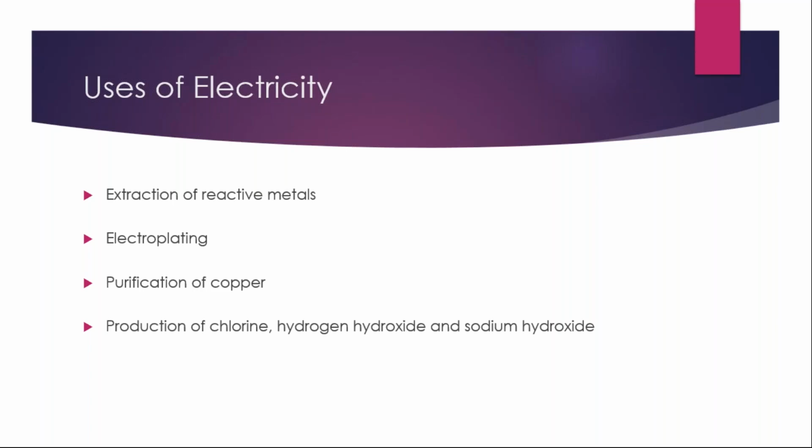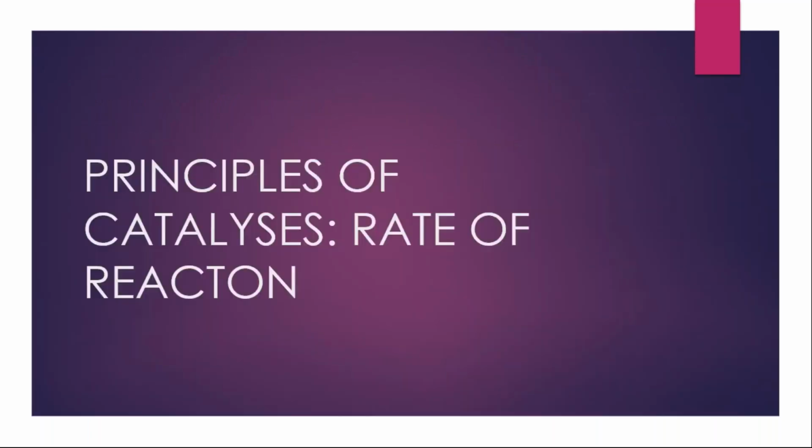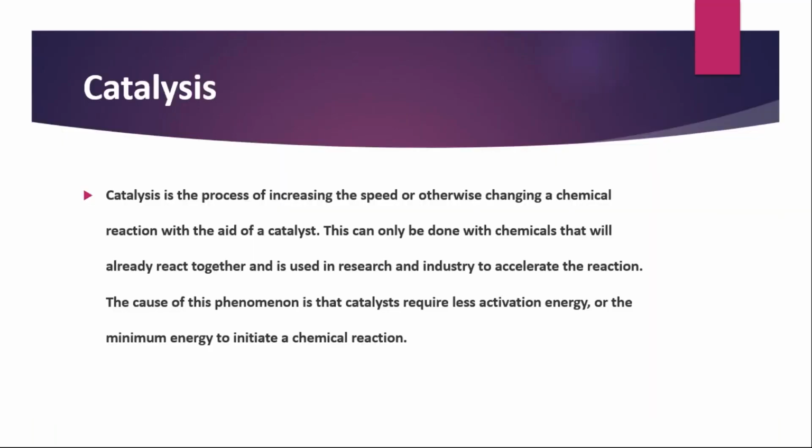So we can use electrolysis to produce chlorine, hydrogen, and sodium hydroxide. Okay, so let's proceed. That's that for Faraday's laws of electrolysis and the uses of electrolysis. Now, entering principles of catalysis, I'll be looking at the rate of reaction as a continuation of electrochemistry. I'll just introduce it because I have 4 minutes left. By the time we come next week, we'll build it up from there.